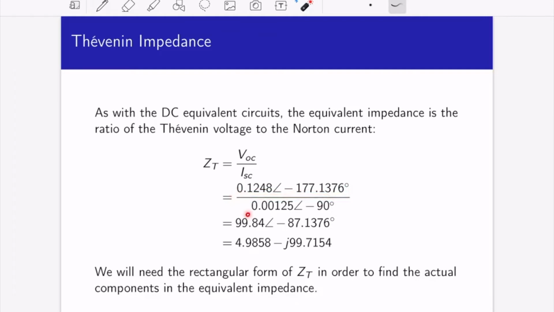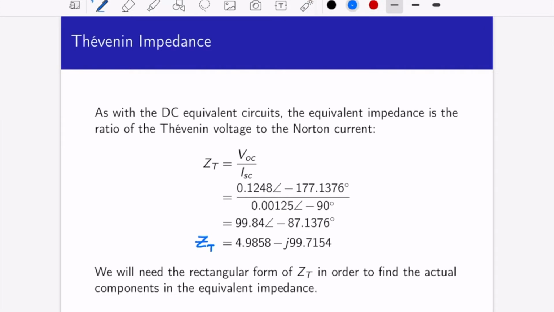I short circuit was 0.00125 at an angle of minus 90. I go ahead and do the division. I divide the magnitude by the denominator magnitude to get 99.84, and I subtract the denominator angle from the numerator angle, and I end up with minus 87.1376 degrees. Now at this point, we want to know what the Thevenin equivalent impedance is, and of course that is this value ZT.